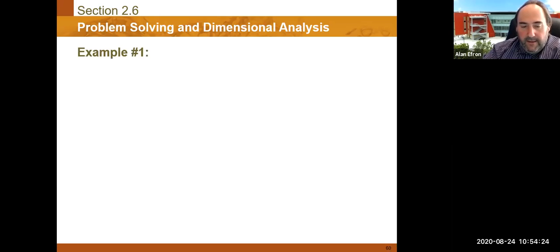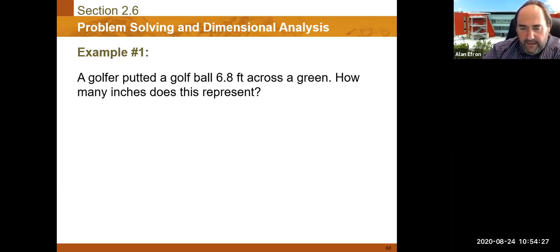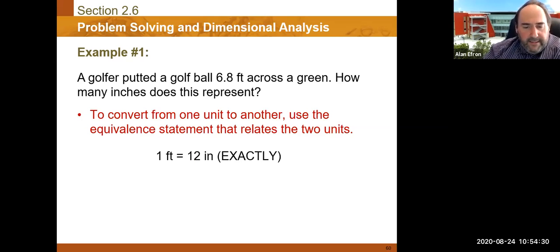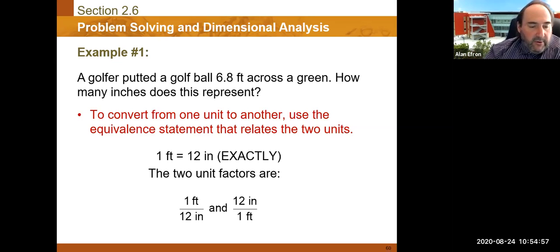All right, so here, if we look at one: a golfer putted a golf ball 6.8 feet across a green. How many inches, excuse me, does this represent? To convert from one to the next, again, we want to look for our equality. In this case, we want to go from feet to inches. So 12 inches to 1 foot. From that, we can write our 2 conversion factors, which are just fractions, really. 1 foot over 12 inches or 12 inches over 1 foot.